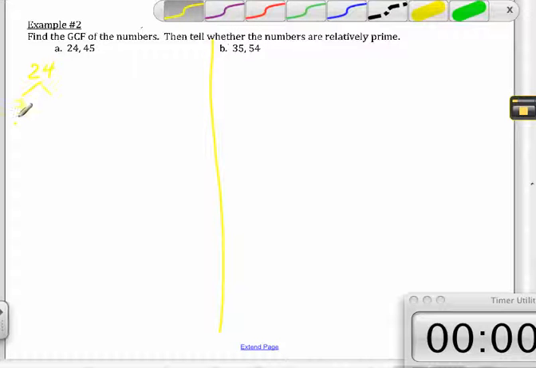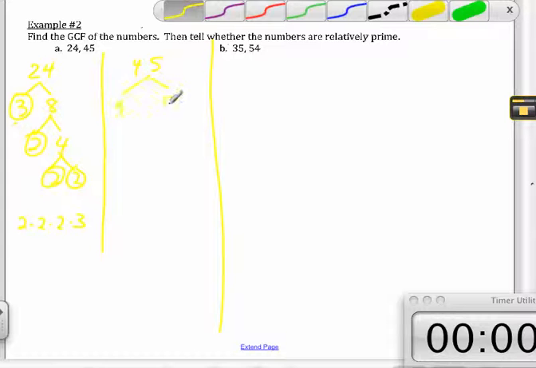That's going to be 3 and 8. 3's prime. That's 2 and 4. 2's prime. That's 2 and 2. All right, so we've got 2 times 2 times 2 times 3. Okay, so that's 24. Let's find 45.